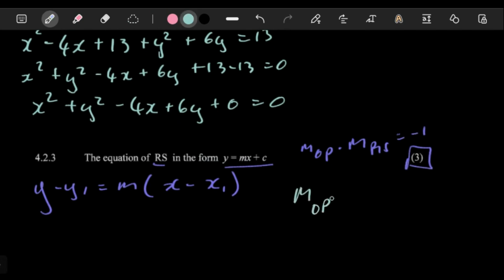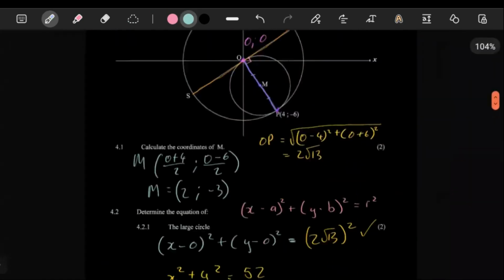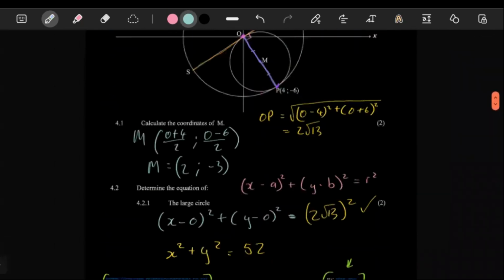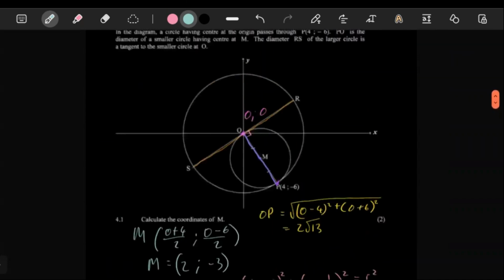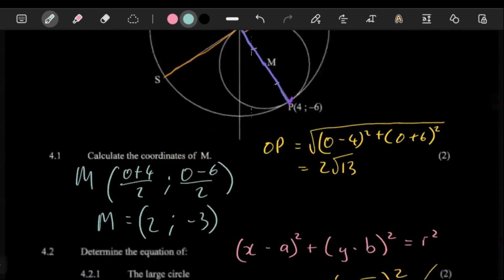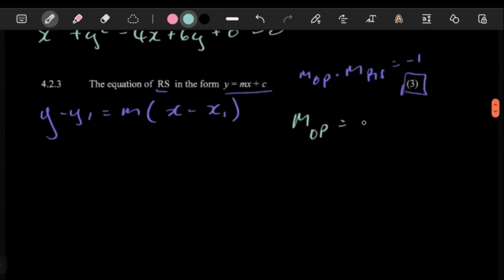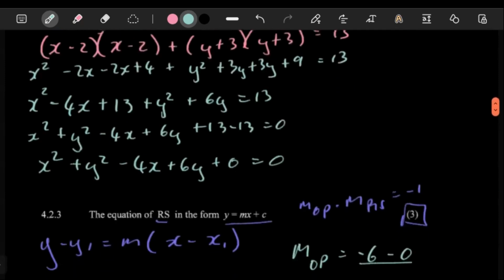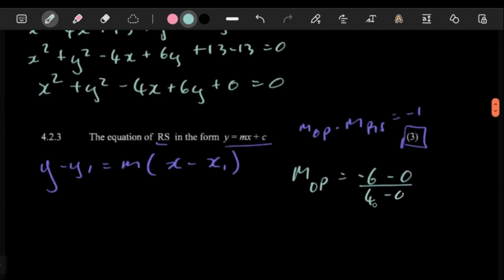The gradient of OP, just use the gradient formula. Did we get the gradient of OP? Nah, we never got the gradient of OP anyway. So let's get it. It's going to be y2 minus y1. So let's just do it the other way: -6 minus 0, and then here it's going to be 4 minus 0. So this is going to be -6 over 4.